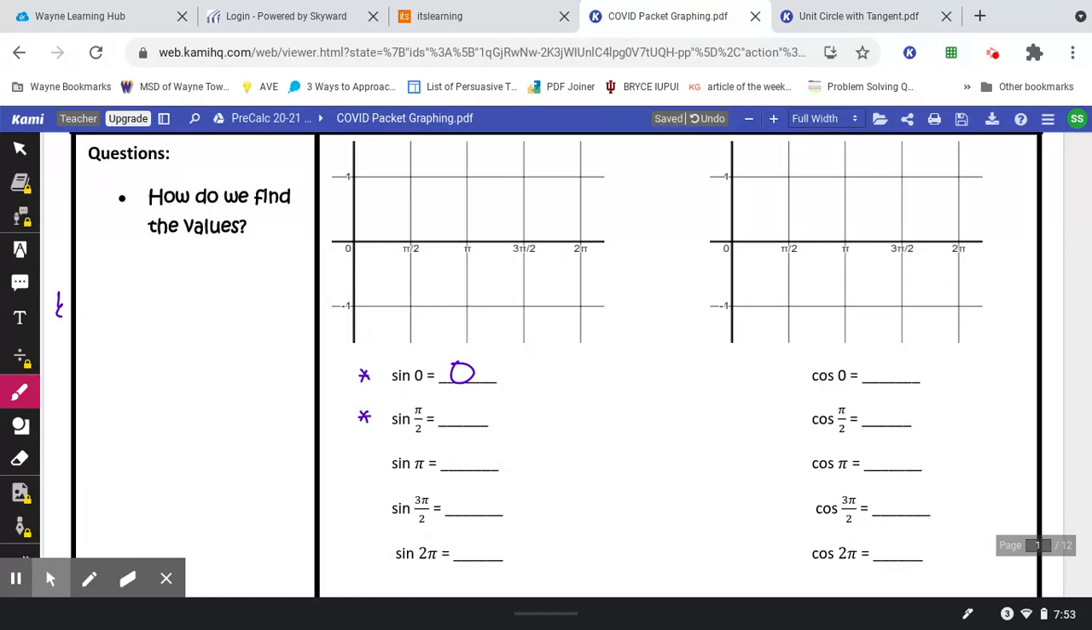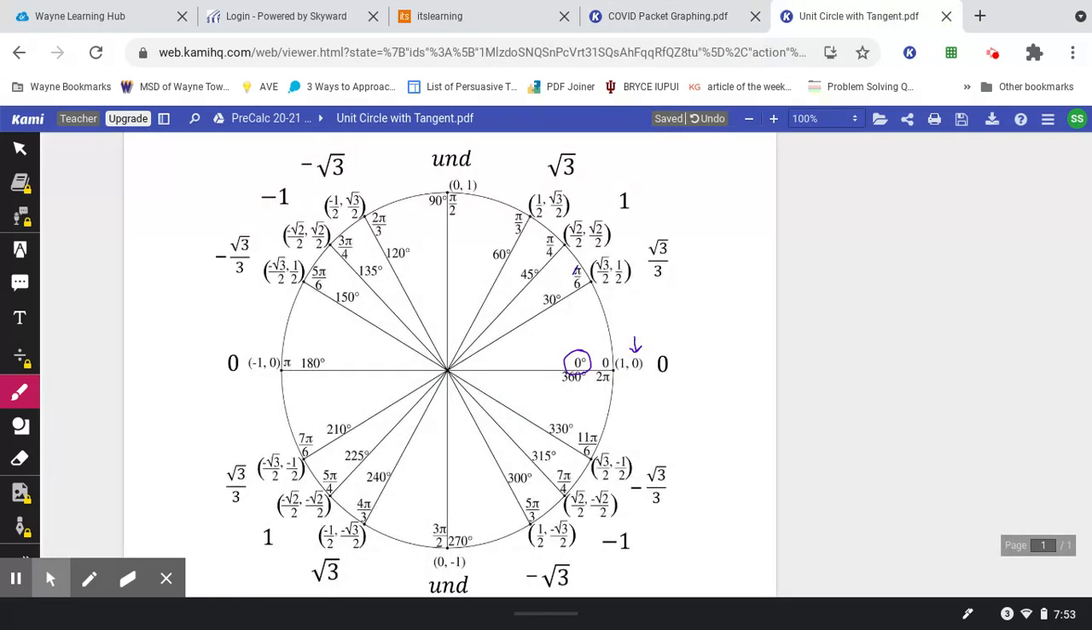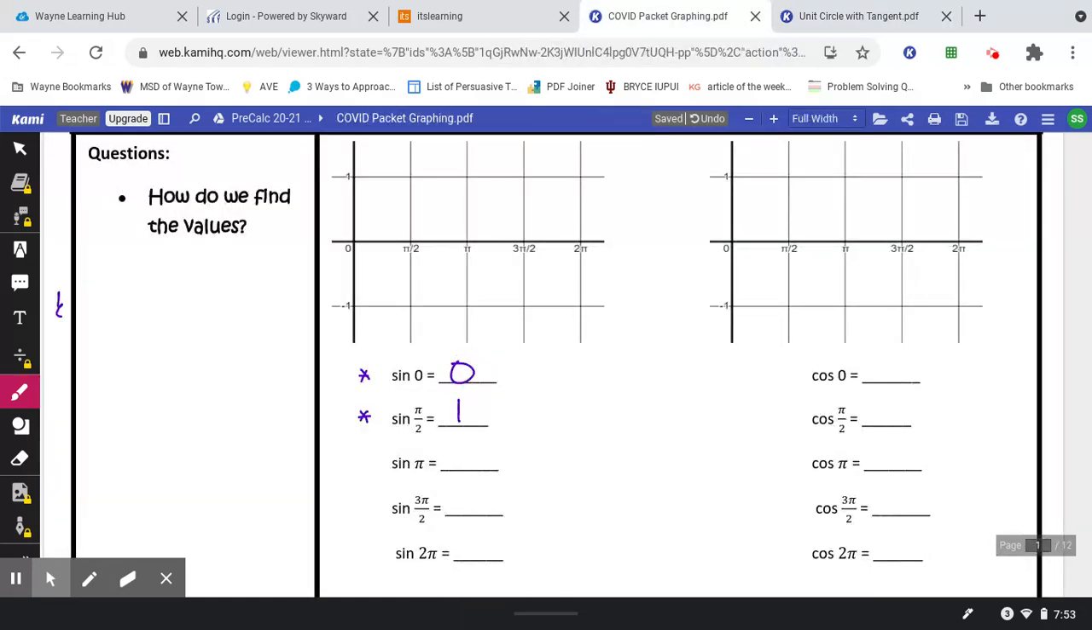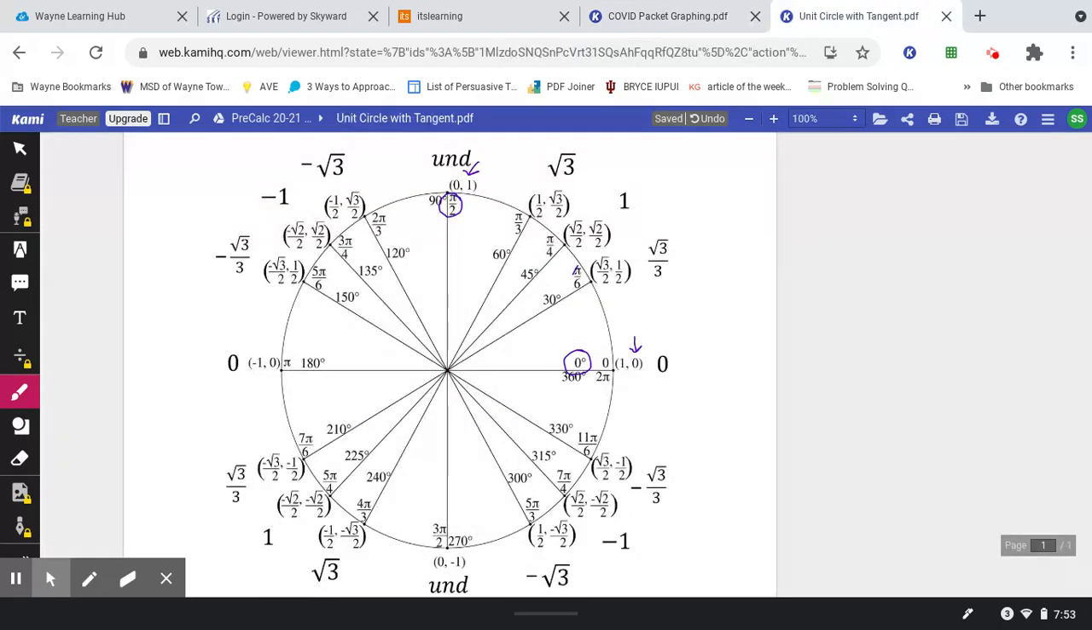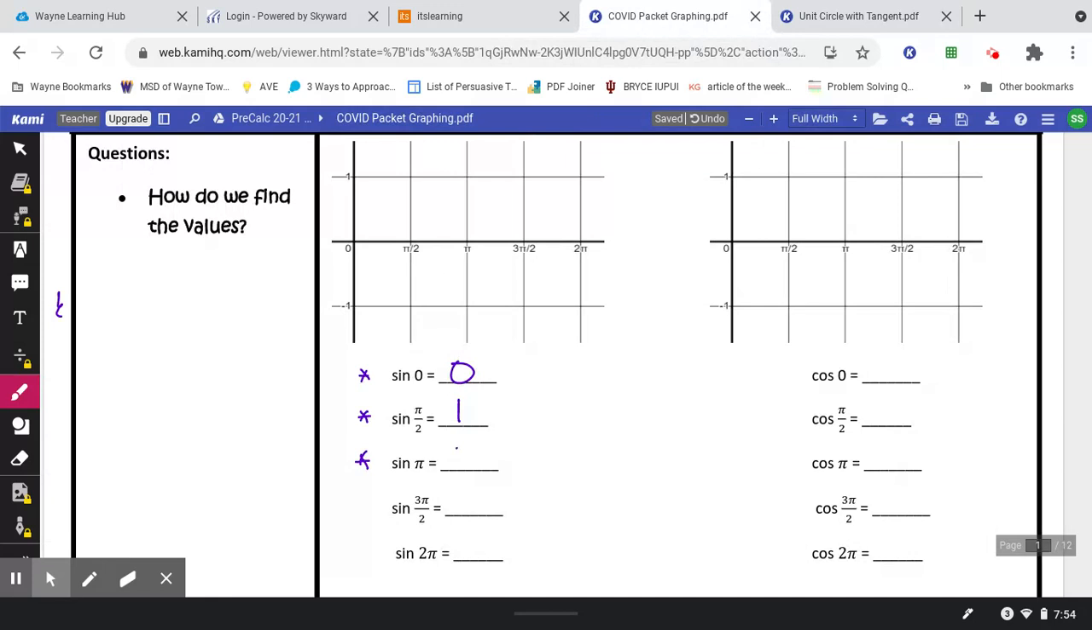Then the next one, sine of pi over 2. Go back to my unit circle. Here's pi over 2. Here's the sine value, the y, which is 1. Next one, sine of pi. Here's pi over here. And we can see that the y value is again 0. Do that for the next one and the next one. Take a second, see if you can use your unit circle to do the rest.